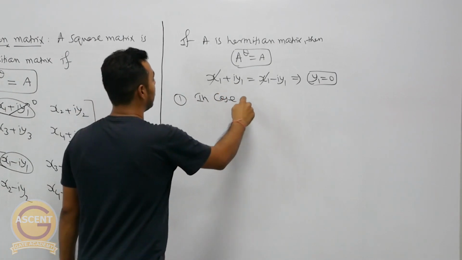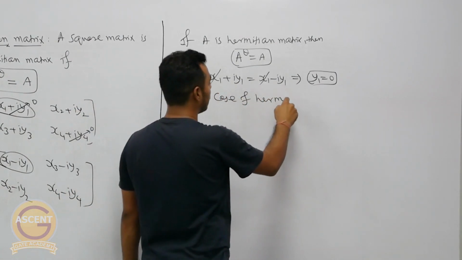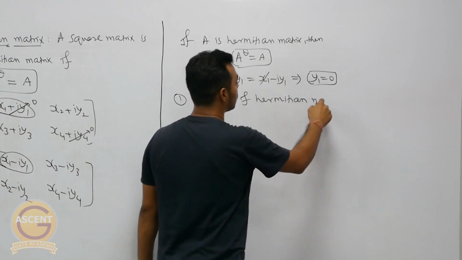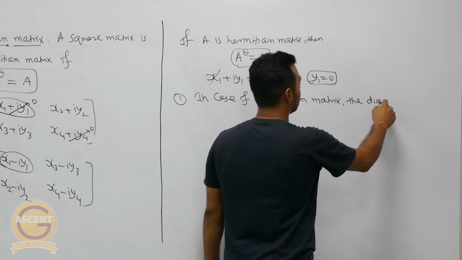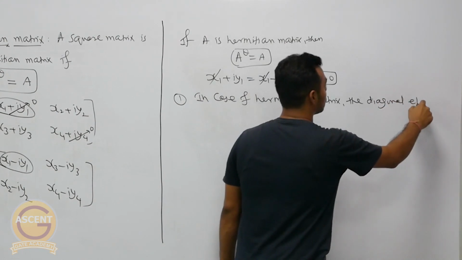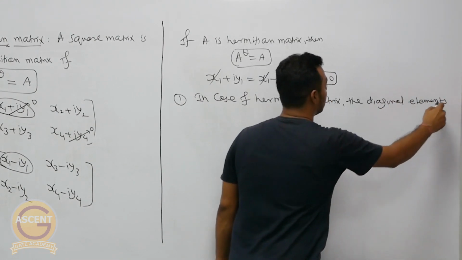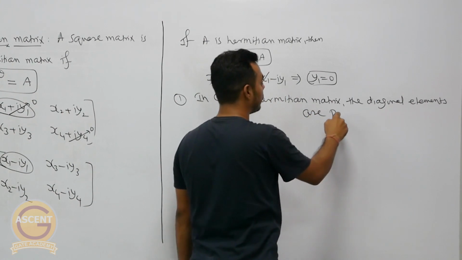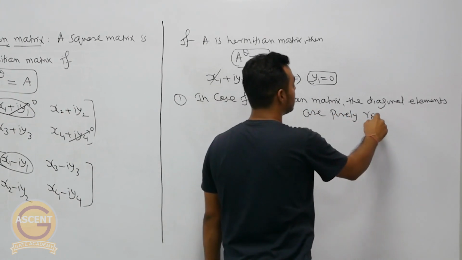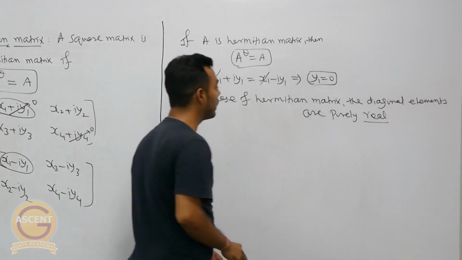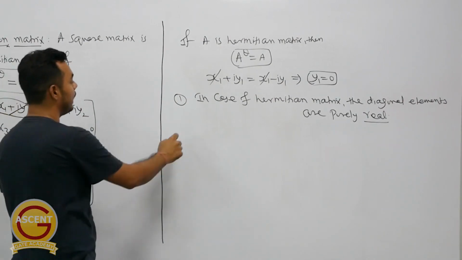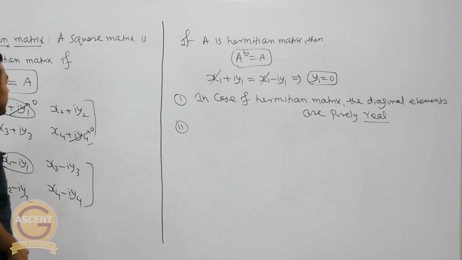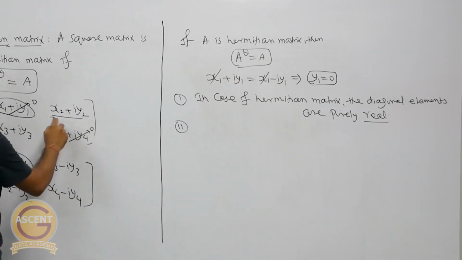In case of a Hermitian matrix, the diagonal elements are purely real. Purely real simply means the imaginary part is 0. So in case of a Hermitian matrix, the diagonal elements will be purely real. This is the first point. And the second important point is that, see, this element is x2 plus iota y2.